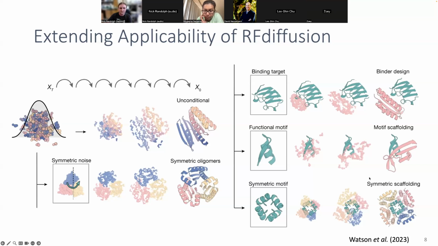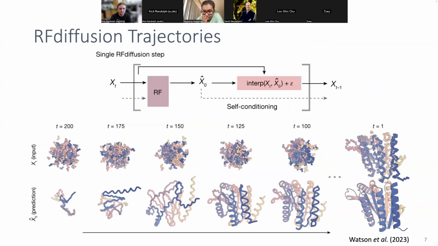Hi, Nick. Yeah, I have a general question about each step it takes from the self-conditioning. You mentioned if the original predicted structure looks like spaghetti, then step by step it looks like a real structure. But how big is each step, and is that process controlled?